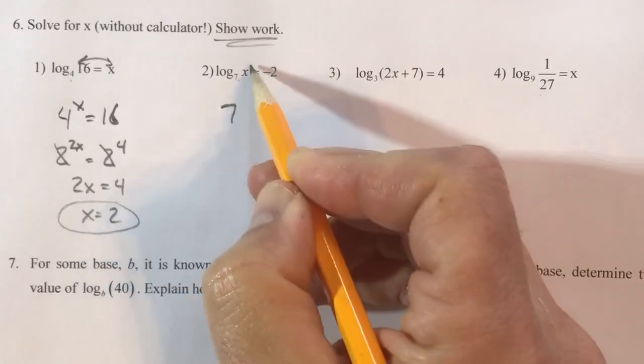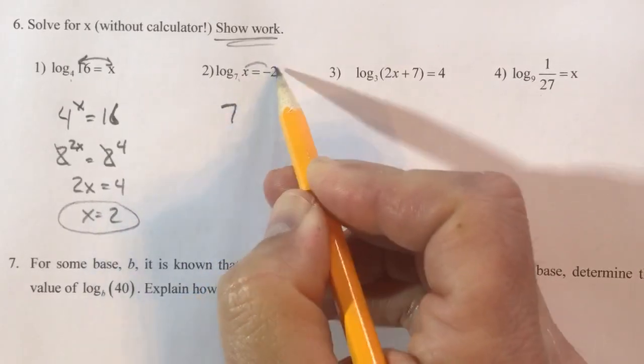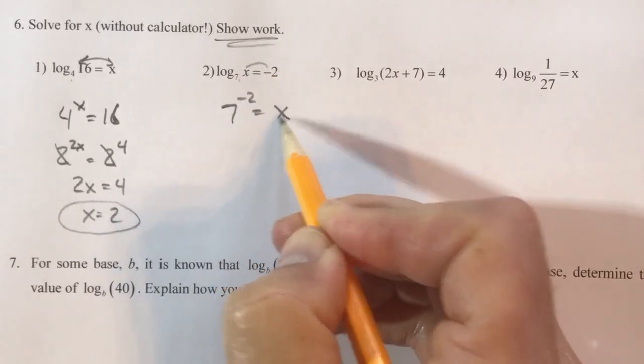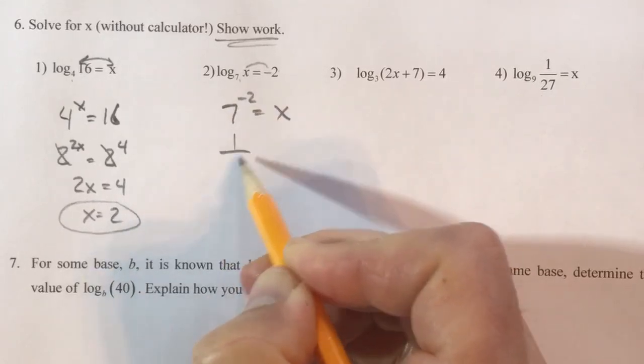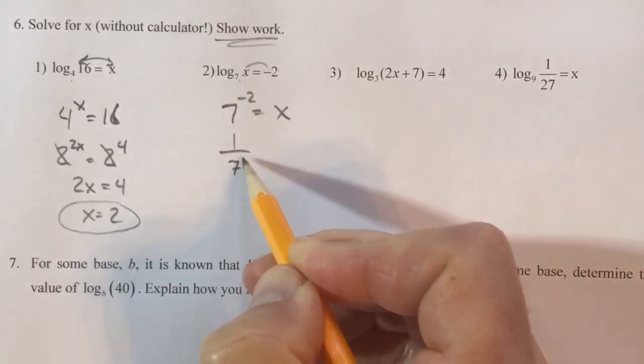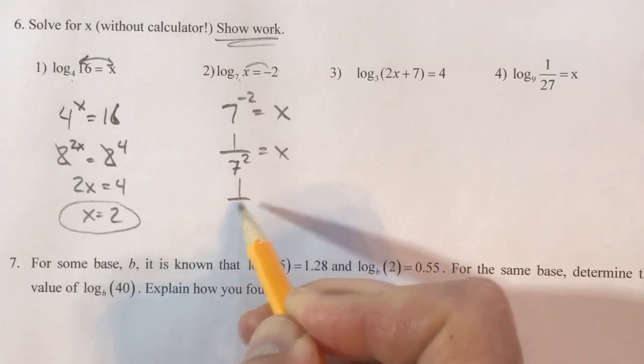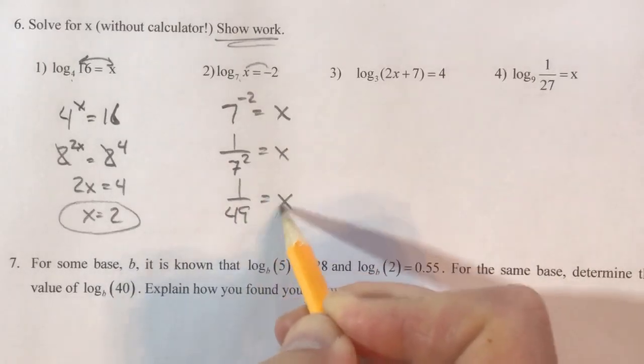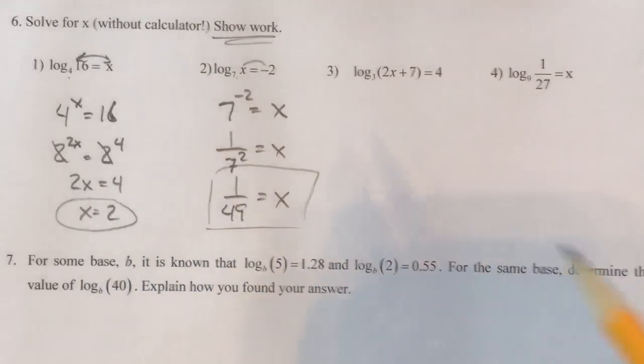7 is the base, and I'm going to switch these around. 7 raised to the negative 2 is equal to x. Well, what is 7 to the negative 2? It's 1 over 7 squared, which is 1 over 49. Done.